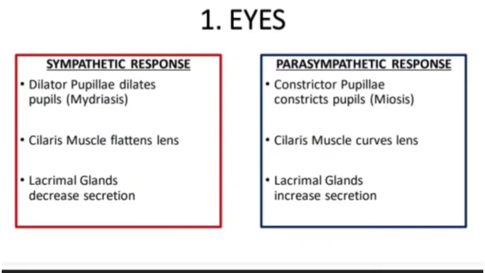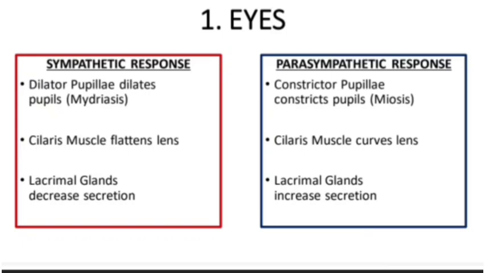Under the sympathetic response, your pupils will dilate and your ciliary muscle will flatten your lens. So this will allow your eyes to have a wider visual field, so you can see everything that's happening around you in a stressful or emergency situation. And at the same time, your lacrimal glands will decrease their secretion. This means fewer tears will be produced during a sympathetic response.